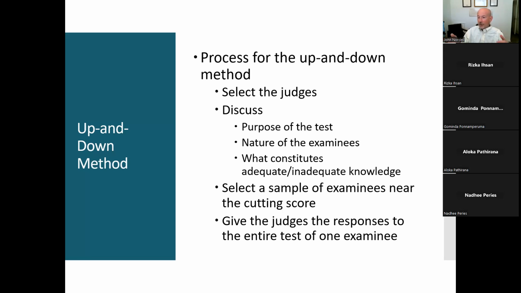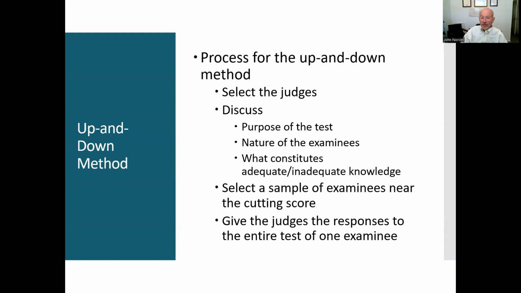But then what you need to do before you go into the meeting, if you're running the meeting, is select the actual test papers of a group of examinees that you think are somewhere in the region of the cutting score. And then, one by one, give the entire examination to the group of judges. And they need to reach consensus about whether this is a passing performance or a failing performance.